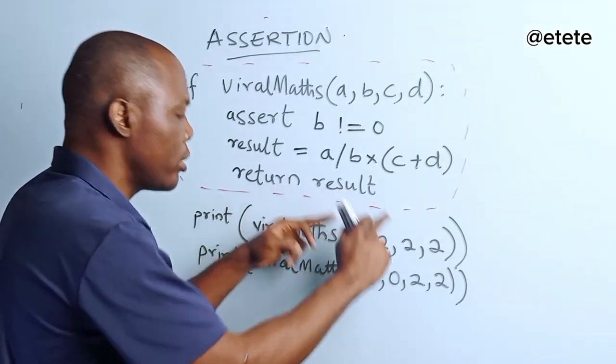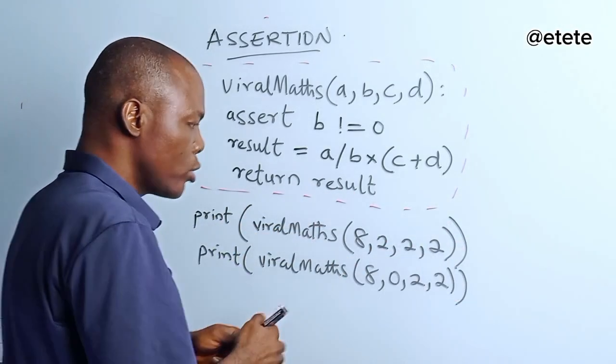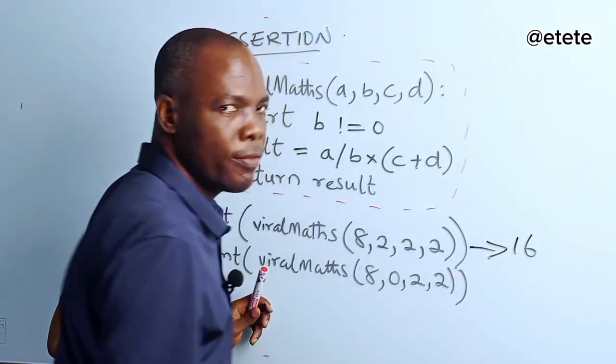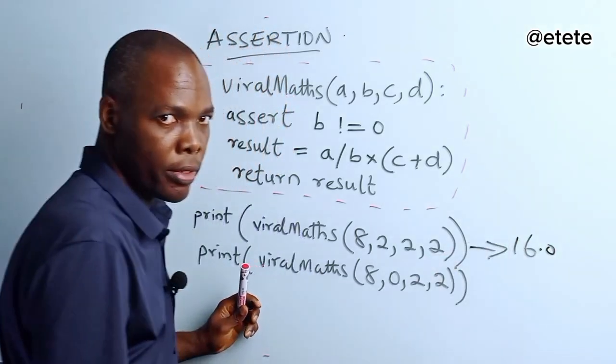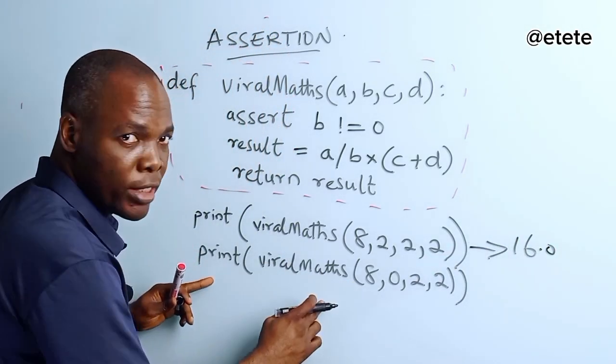Then it will return result back to this calling function, and then it will print it out on the screen. So this one will print out 16. If you have been following me in PyCharm, when we run it, it's going to print out 16.0, right? Then it will now move to this second line.